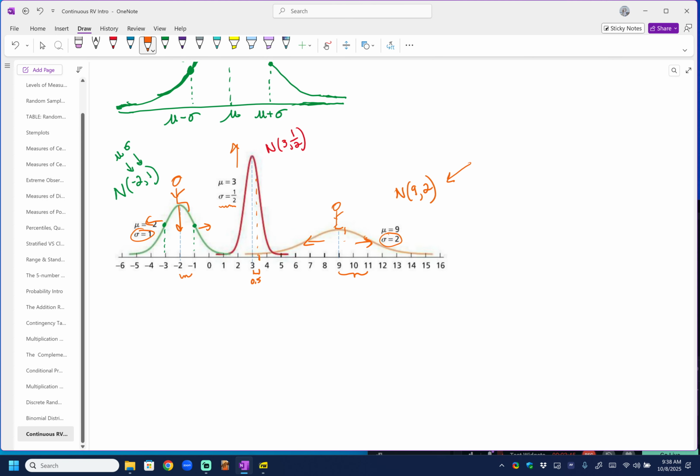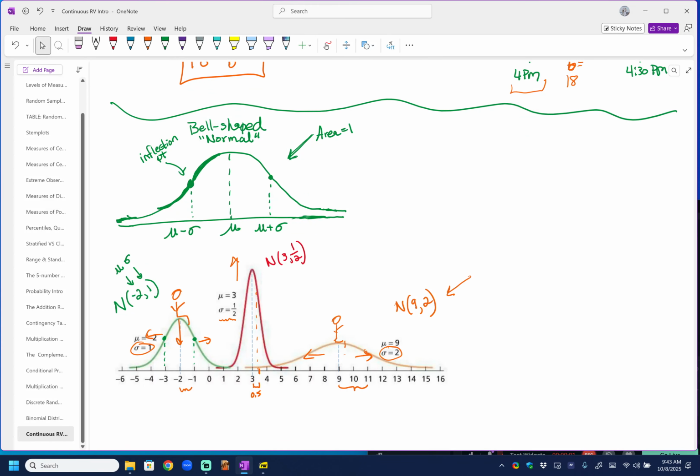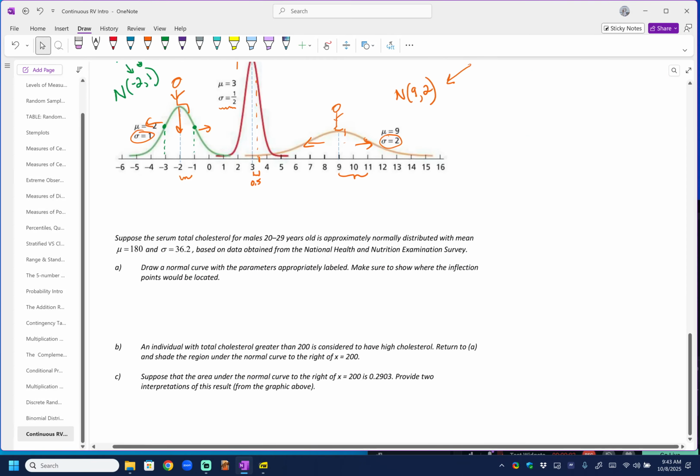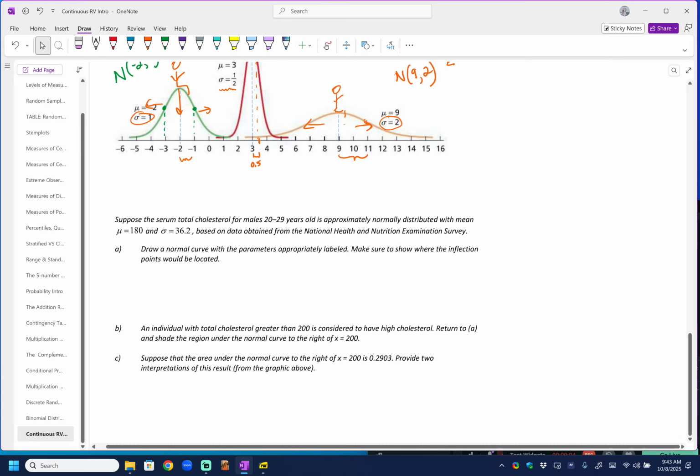All right, last thing for this video, let's do an example and see if we can apply some of these things, maybe learn some new things as well. So suppose that the serum total cholesterol for males 20 to 29 years old is approximately normally distributed. Okay, so this is good. We now know it's a bell-shaped curve with mean mu 180 and standard deviation 36.2, based on the data obtained from a National survey.